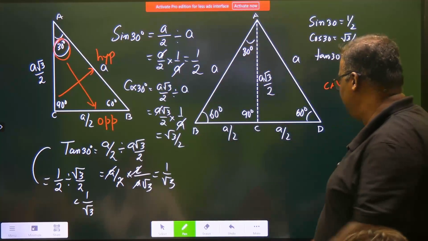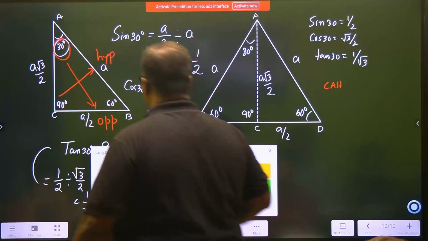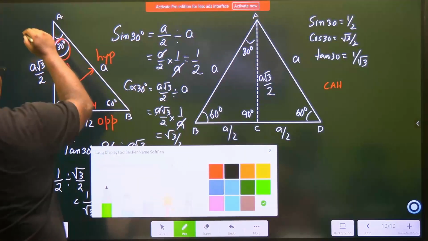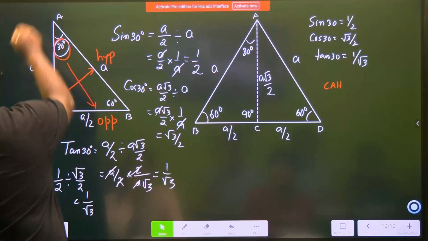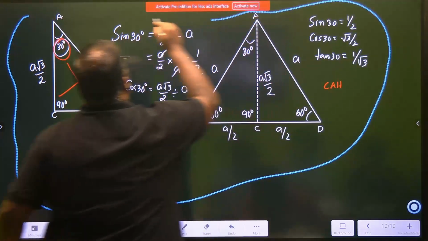If that be the case, my children, can you do the same thing now for? I told you, we'll first attack what? We will be attacking 30 degree. Now we'll attack 60 degree. Okay, चलो 60 का निकालो. All the values for 60 you find out.